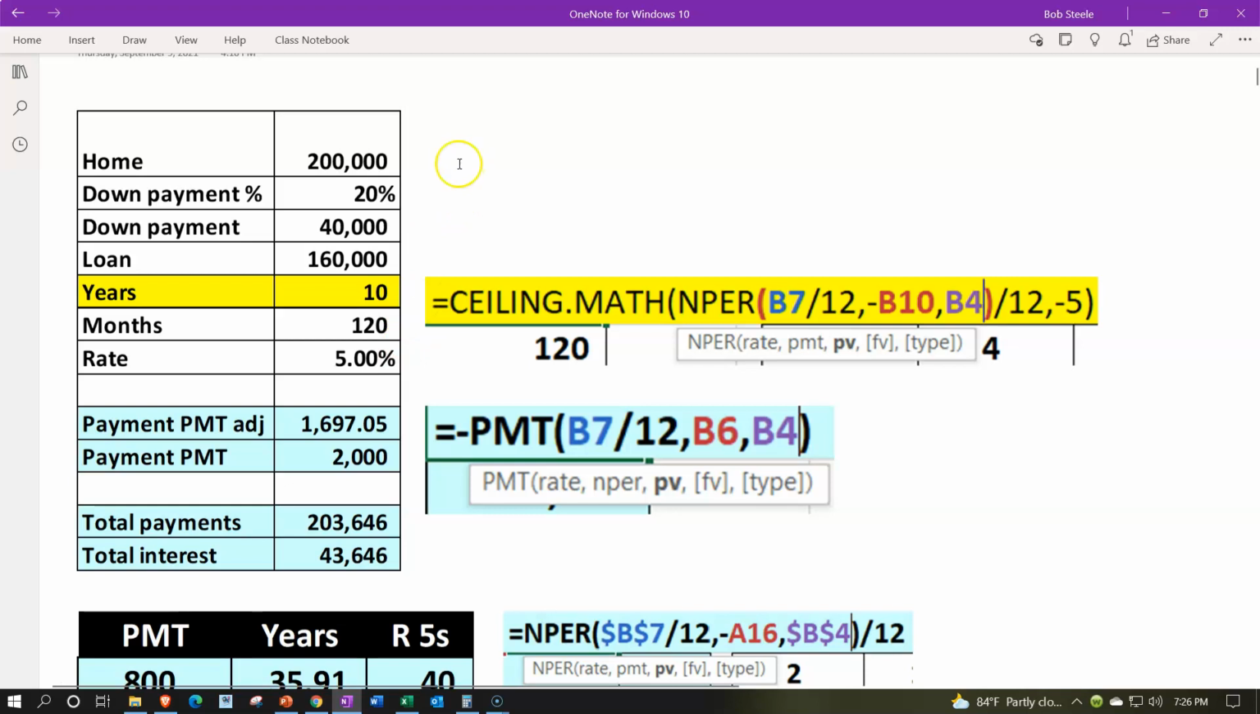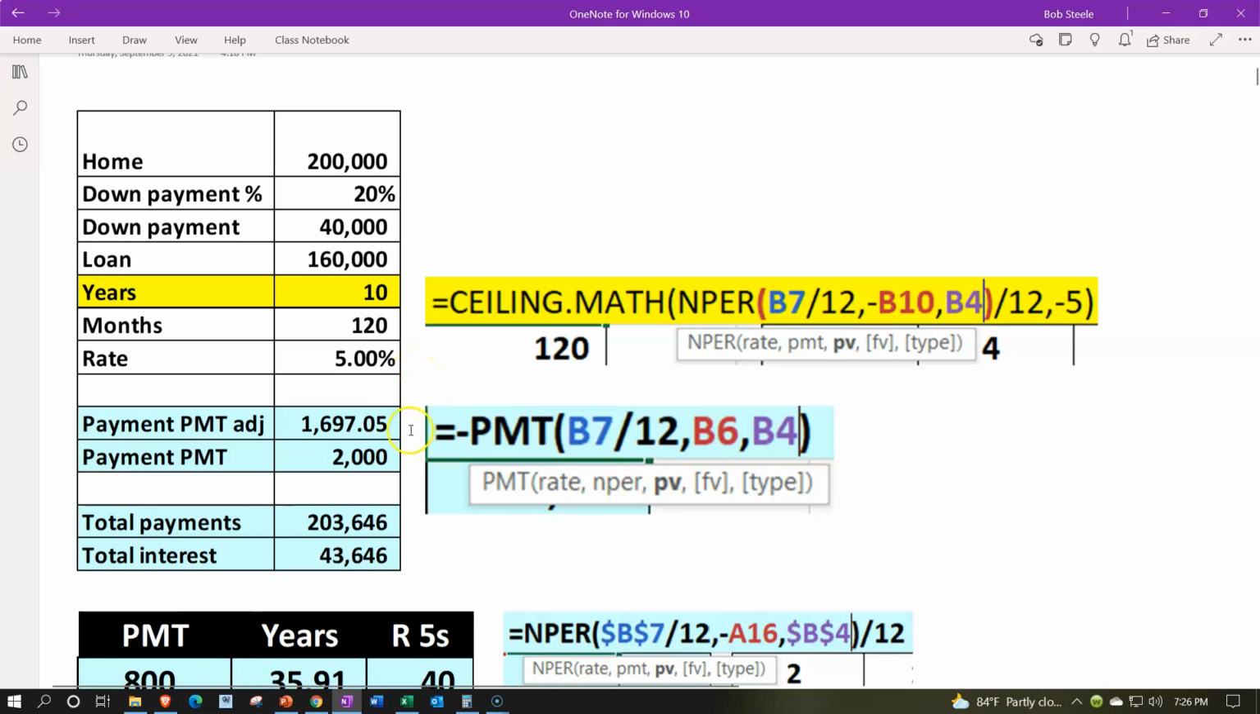So our data up top: we have the home value of $200,000 we're going to be working with, 20% down. That's going to stay constant. That means the down payment is going to be $40,000, and the loan amount is going to be the $200,000 minus the $40,000, or $160,000. Then we're going to have the number of periods, the thing that's going to change with a formula in alignment with the change down here that we put into the payment item. The rate is going to be held constant at 5%.